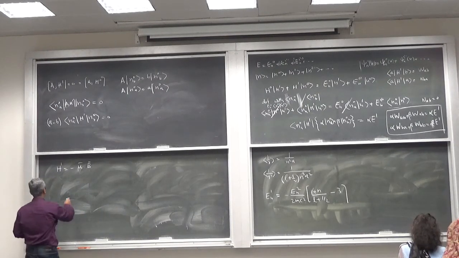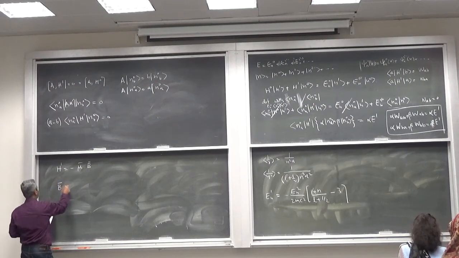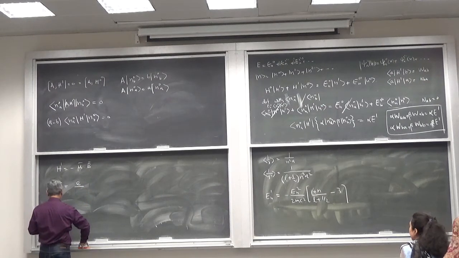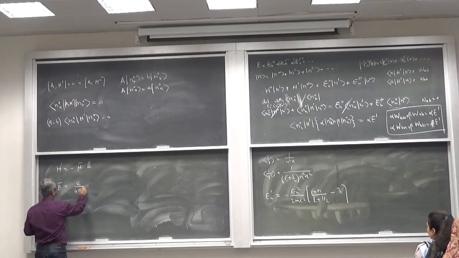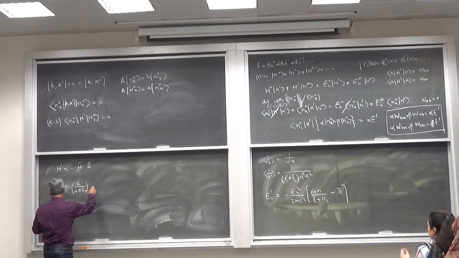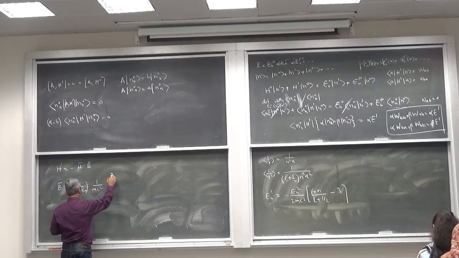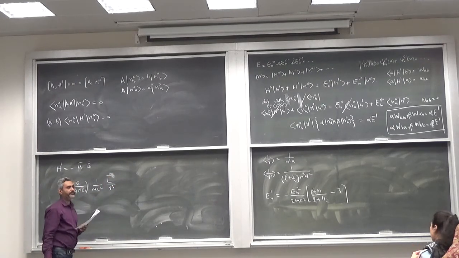You can show that, and this is homework, that B is E over 4 pi epsilon naught, 4 pi epsilon naught, as I said, is K, 1 over mc squared, L cube, L over R cube. And after that?